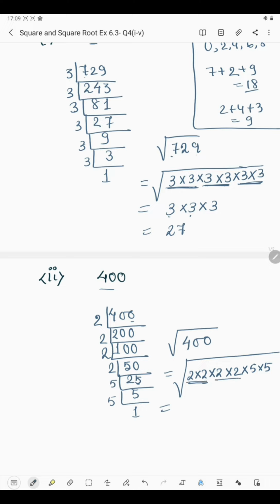Like this: 2, 2, 2, 2 and 2, 5s. So from the pair, if you take 1, from this pair we have got 1, from this pair we have got 1, and from this pair we have got 1. So 5 2s are 10, 10 2s are 20. So the square root of 400 will be 20.